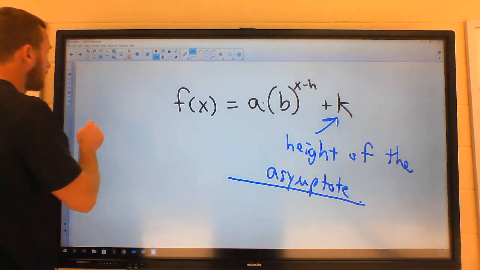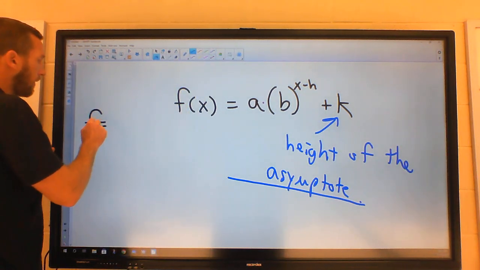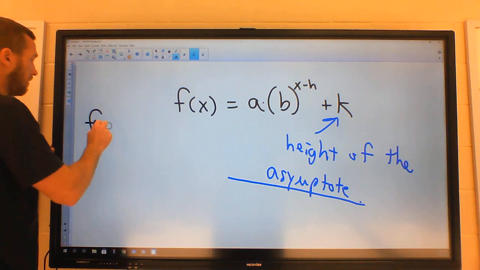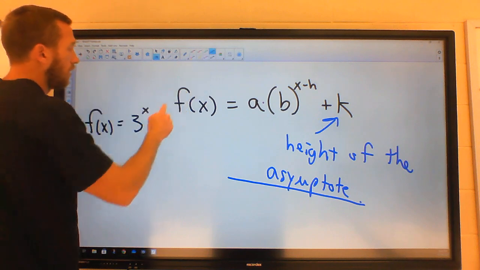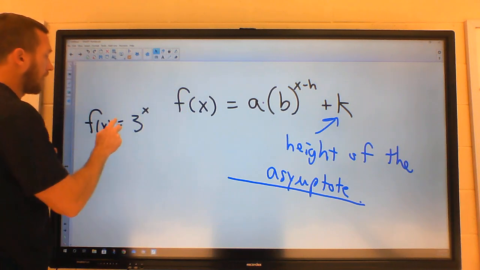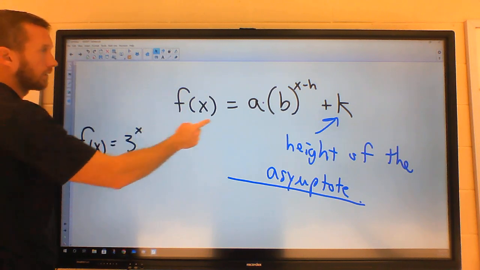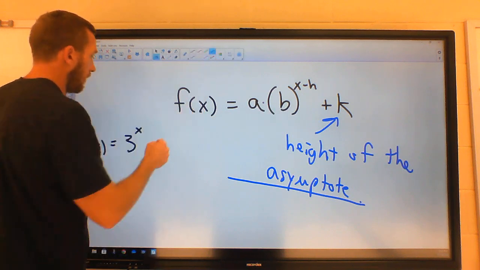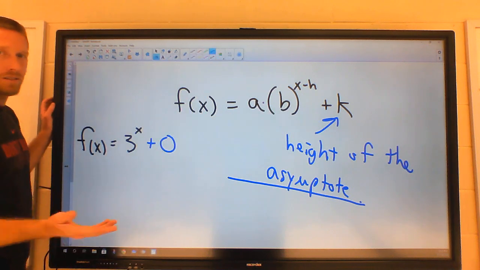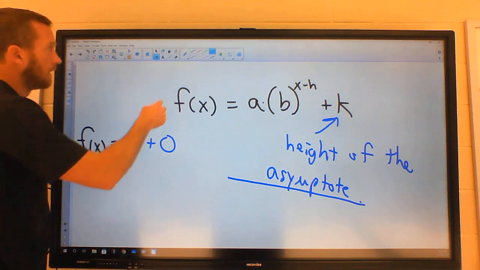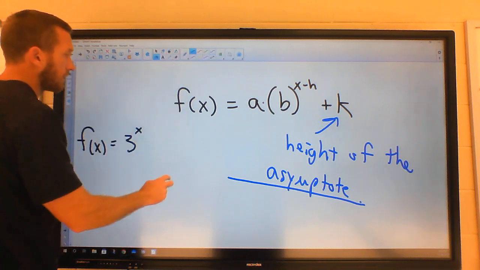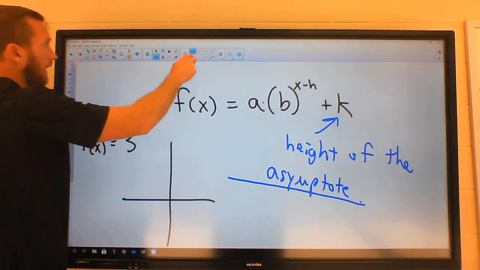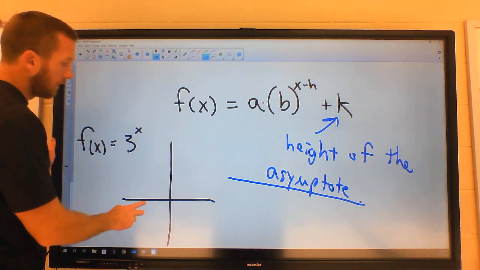So in our initial example, if you recall, we had 3 to the xth power. We had nothing on the outside, right? There was no plus k. Well, in reality there was, it was just plus 0, okay? But we don't need to write plus 0. What that told us was, hey, 0 is the height of the asymptote.